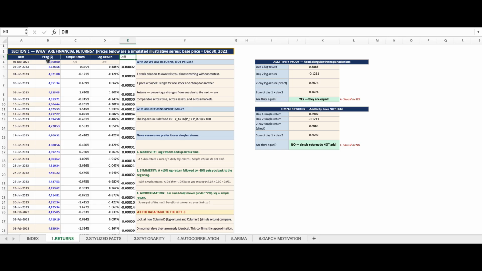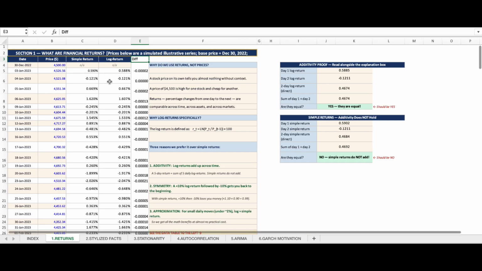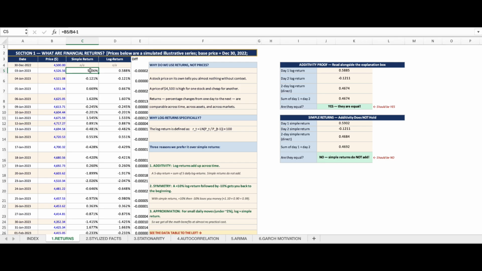Okay, so let's go to section 1, which is returns. So the first thing I want you to look at is the data structure. Column A is dates, column B is prices. Columns C and D are two different ways to measure how much that price changed from one day to the next. Column E shows you the difference between those two measures.